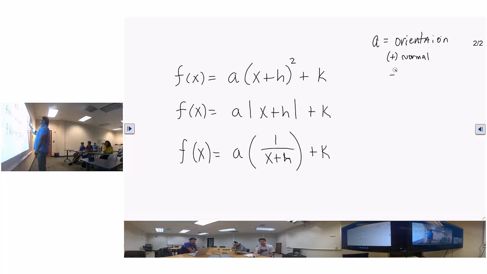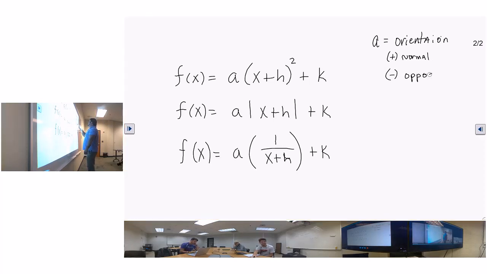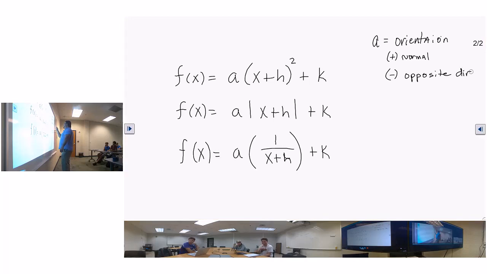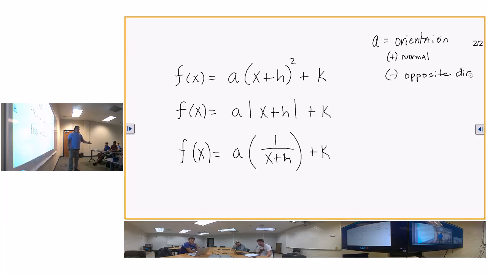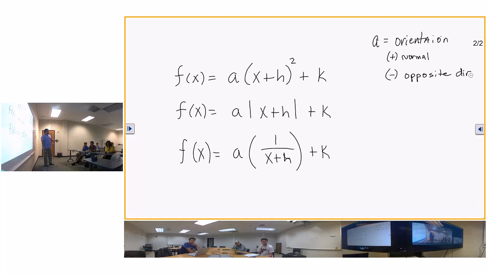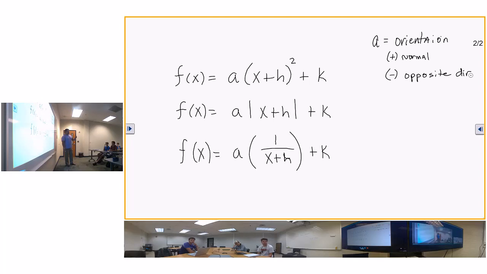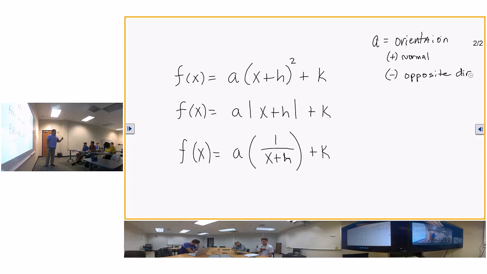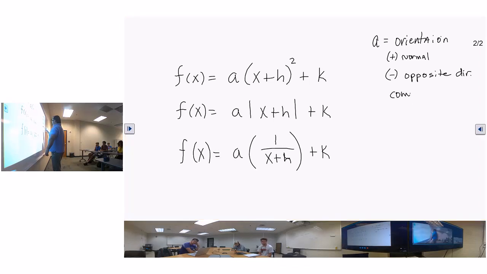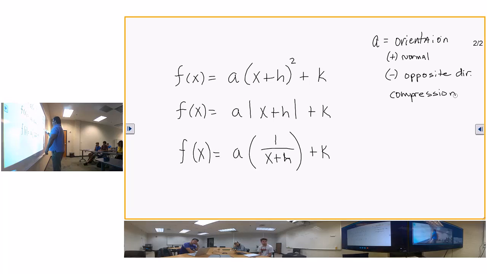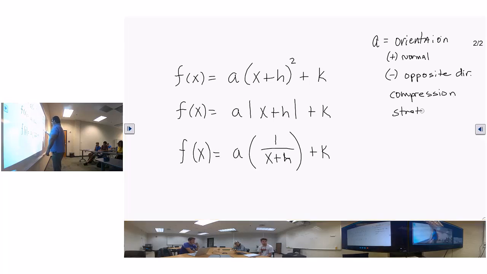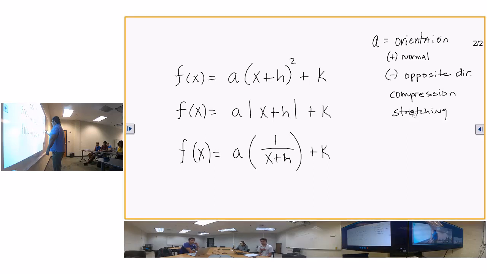So a negative A would mean opposite direction. Because in physics, in science and math and accounting, what does negative and positive mean? Direction. That's all it means. Positive means above, negative means what? Below. Whether you're in accounting, or in science, or in math. In math, sometimes it can mean right and left, but it always means direction. What else can orientation tell you? Compression or stretching. So A tells you 3 different things: direction, compression, or stretching.